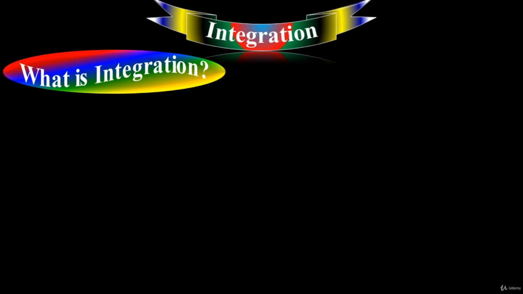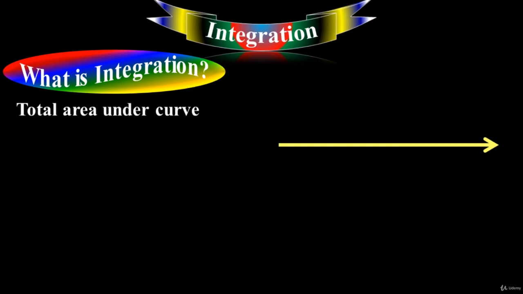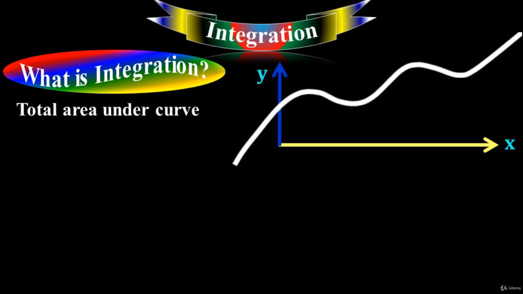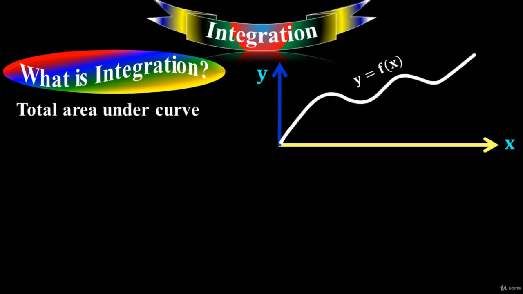Now let's demonstrate how to calculate the total area under the curve. Draw a graph. It is the x-axis and it's our y-axis here. And this is the graph of our function f of x. Now there are two ways to calculate this area under the curve. One is the Riemann sum and the other is integration.